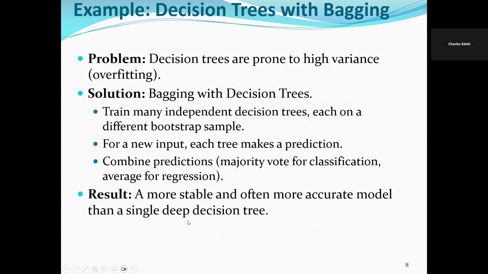Actually, they use the term deep here. A deep decision tree will be an unpruned tree. Unpruned tree means it will be very long, deep. Machine learning comes with a lot of terminologies. Okay, so let's wait for a few seconds, see if there are any questions on this.